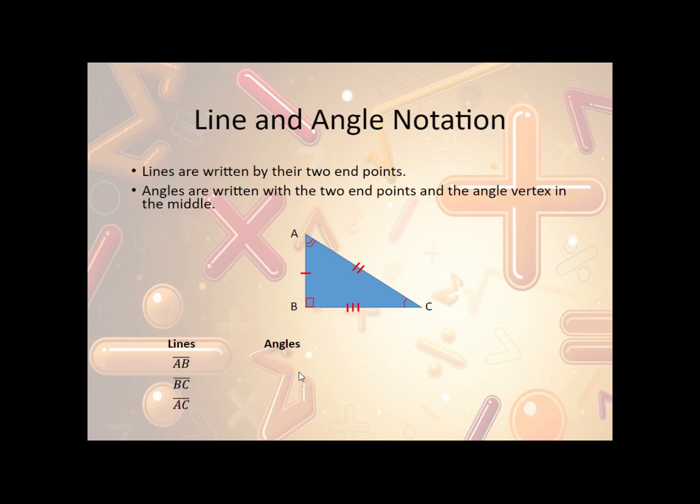Now, angles are given by the two endpoints with the vertex in the middle. So for instance, if I want this angle right here, that is ABC or CBA. Either way, but I have B in the middle. Then if I want to do the next one, I could have ACB. That represents this angle here. And then BAC represents this angle right here. So these are ways we can label the parts of a triangle.